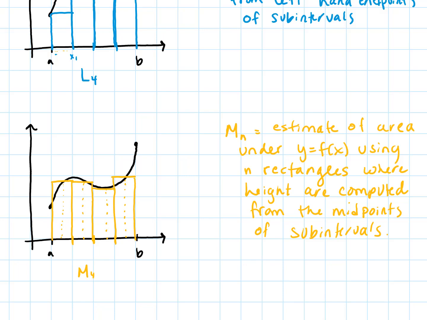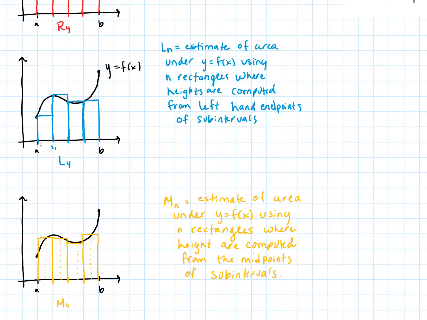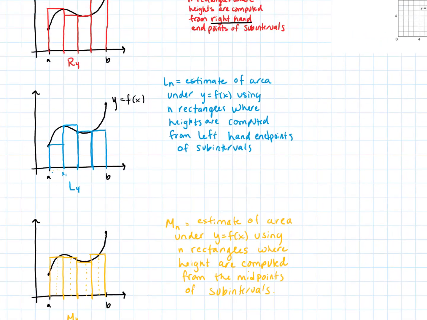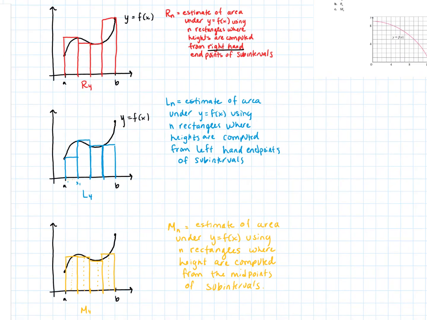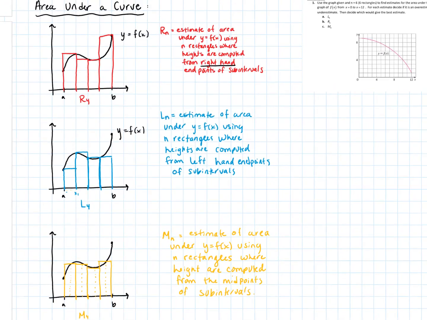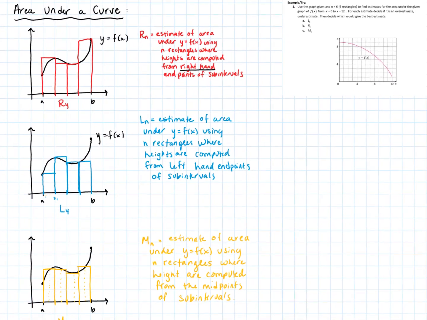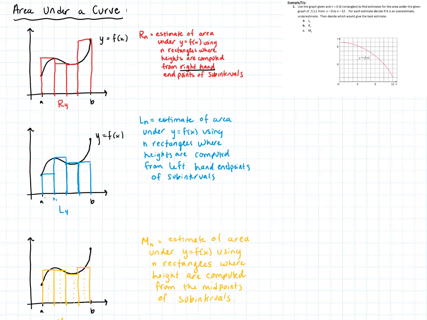An area using M4 of the same little curve that we have would look something like that, where we use the midpoints to grab the heights of each of those rectangles. So we have R4, L4, and M4, where the capital letter tells us which endpoint to use, right, left, or midpoint. And then the N tells us how many rectangles to use to do an estimate.